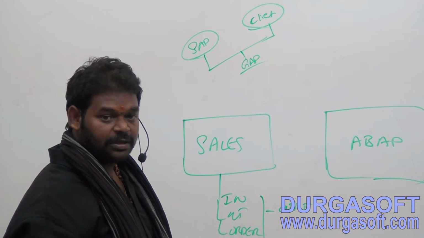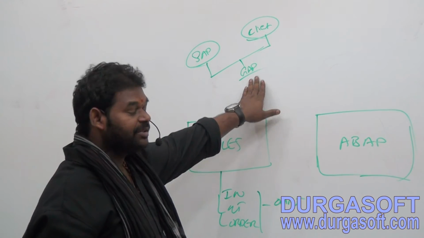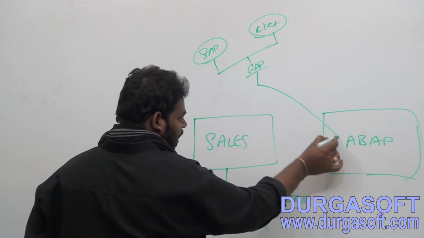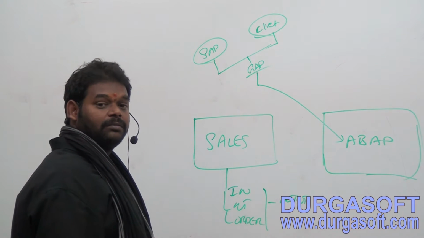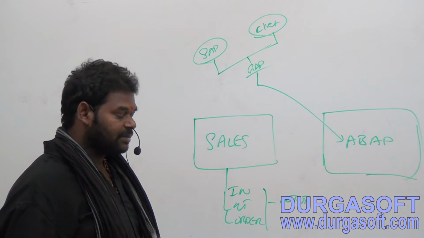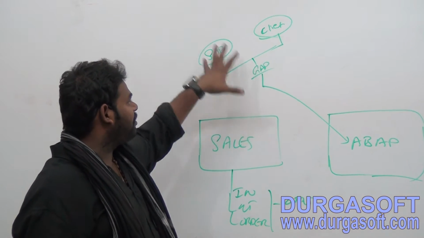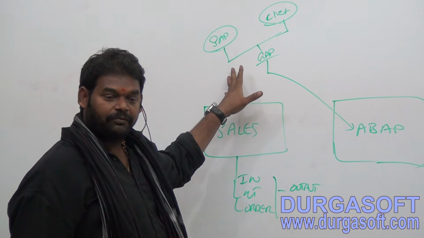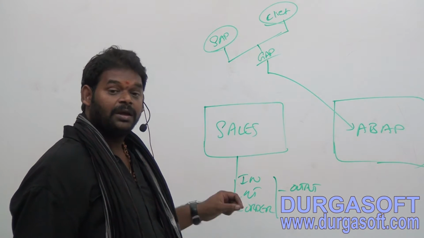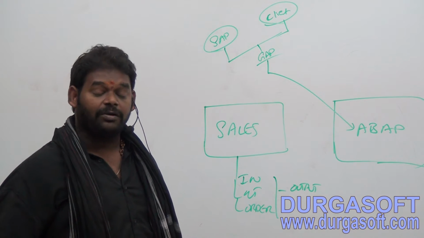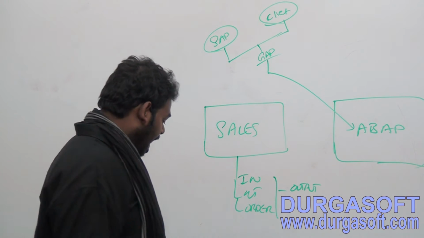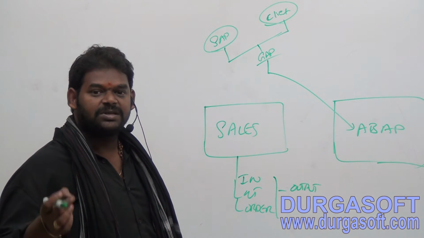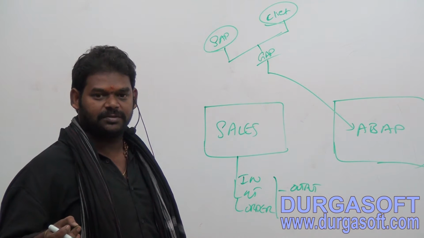Now, whenever the gap has been generated by the functionals with the SAP system regarding the outputs, that gap is given to the ABAPer. How do we fulfill that gap? As an ABAPer, you can fulfill it by using the simplest tool, which is called forms.